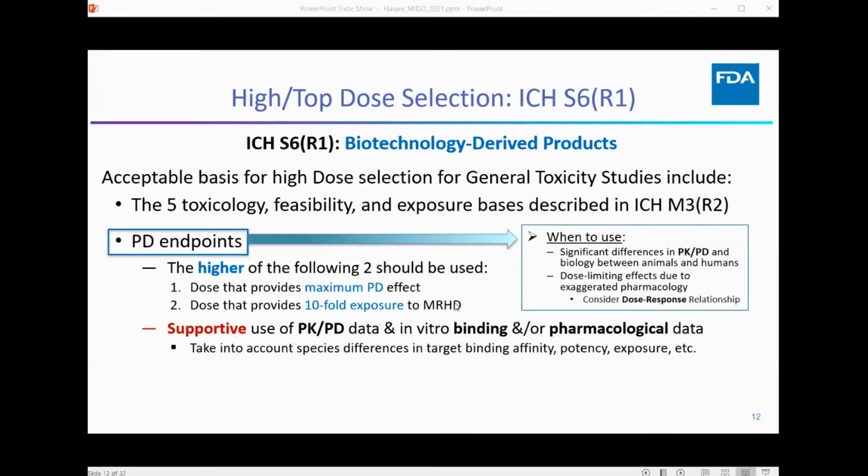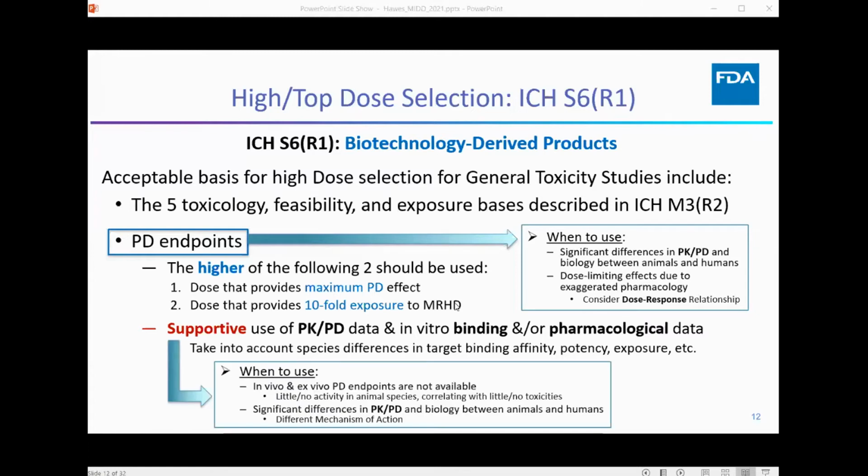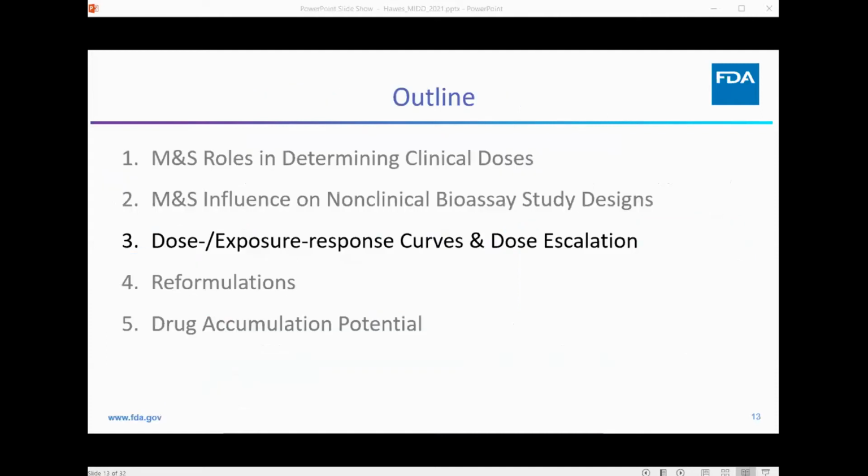The PD endpoint basis for setting the non-clinical high dose can be justified when there are significant differences in PK/PD and biology between animals and humans, and when there are dose-limiting effects due to exaggerated pharmacology. In these cases, supportive use of PK/PD data, such as in vitro target binding affinity data and in vivo pharmacological data in which MNS can play a role in analysis and description, is also encouraged, particularly when in vivo and ex vivo PD endpoints are not available, but there is little or no activity in animal species, or when there are significant differences in PK/PD and biology between humans and non-clinical species due to different mechanisms of action.